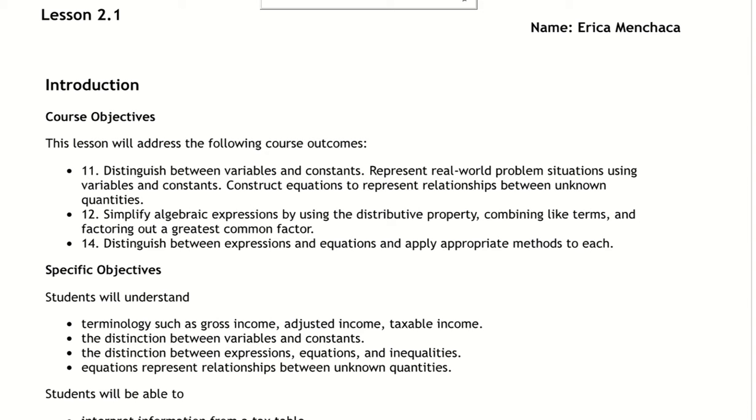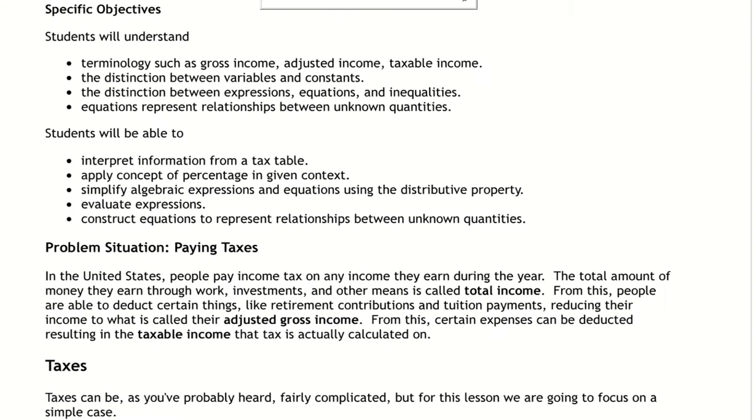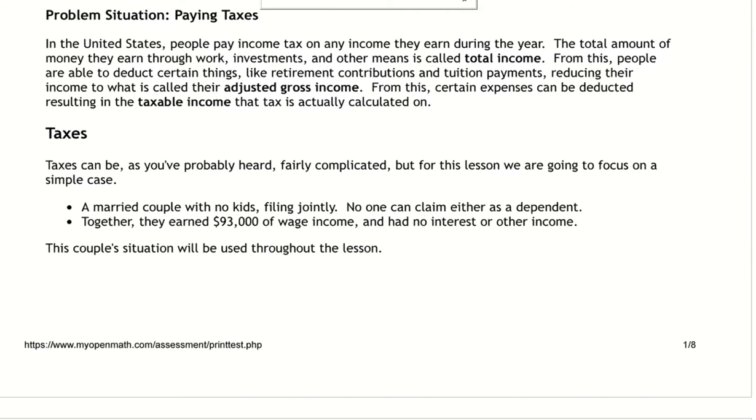Welcome to lesson 2.1. In this lesson, we're going to look at variables and constants, but in the setting of paying taxes. So everyone has to pay taxes. We have things called total income, adjusted gross income, taxable income. As you're reading this, you want to make sure you look at those keywords. So taxable income is what your tax is actually calculated on.